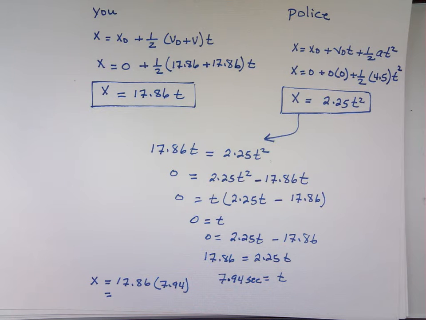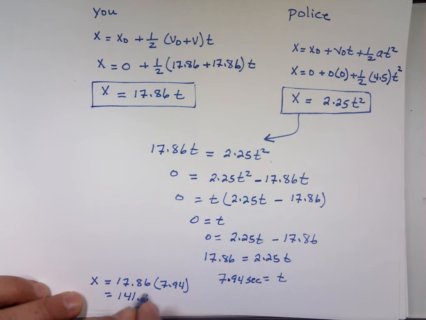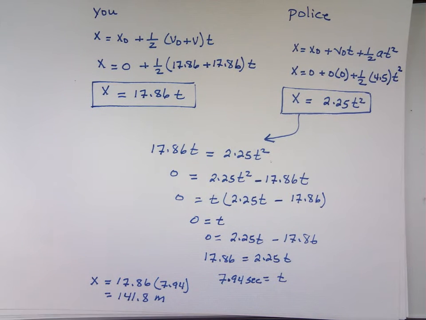0.86 times 7.94. Distance-wise, it's going to be 141.8 meters. Roughly, I don't know, 170 maybe yards. Almost, it's not really, a football field is 100 yards. A little bit less than 2 football fields.